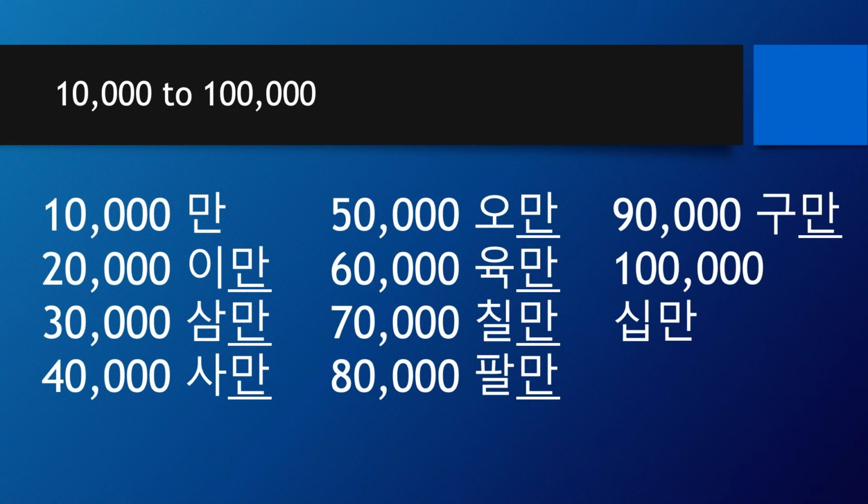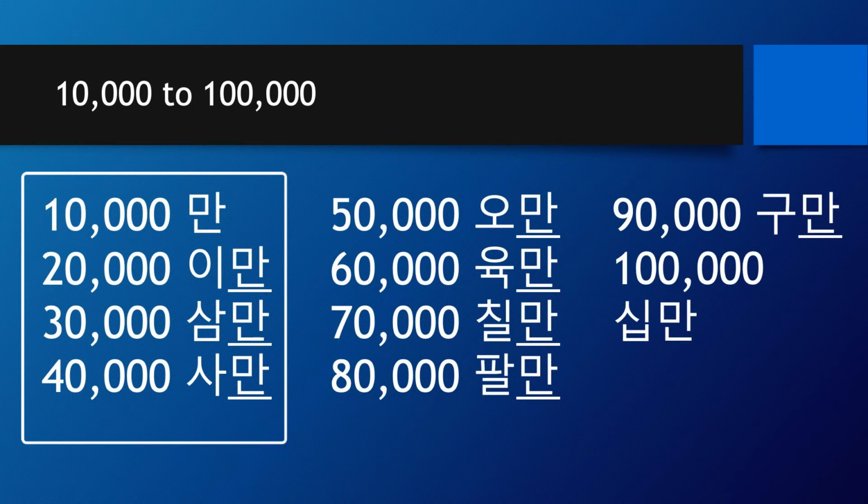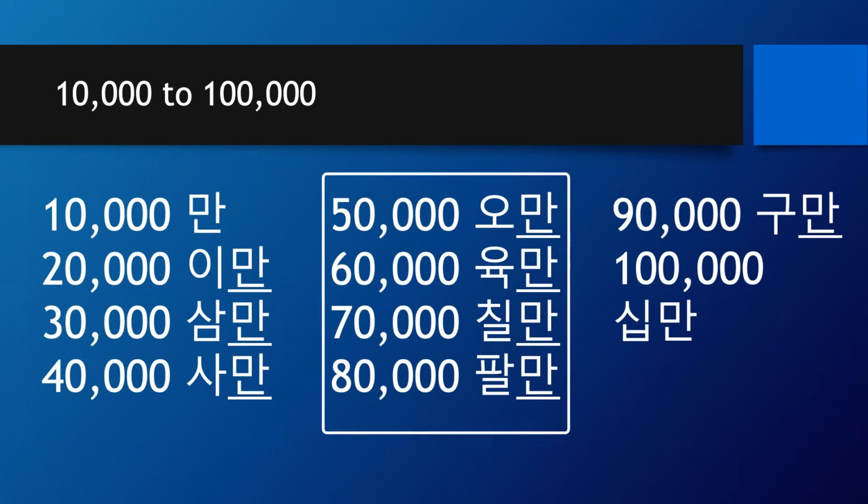Let's count from 10,000 to 100,000, which are also in a very common price range for your everyday spending in Korea using Korean won. 10,000 is 만, so like we did before, we prepend 이, 삼, 사, 오, 육, 칠, 팔, 구 in front of 만. 20,000 is 2만, 30,000 is 3만, 40,000 is 4만, likewise 5만, 6만, 7만, 8만, 9만.